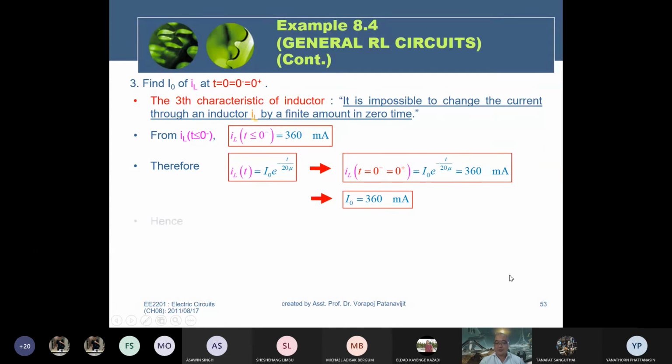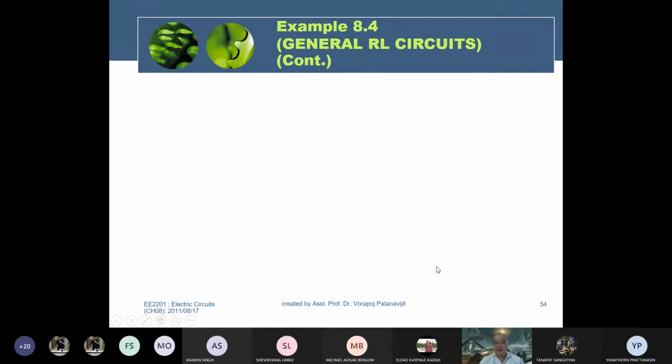In this step, you can summarize that IL equals 360 e to the power of minus t divided by 20 micro milliamp as the result.